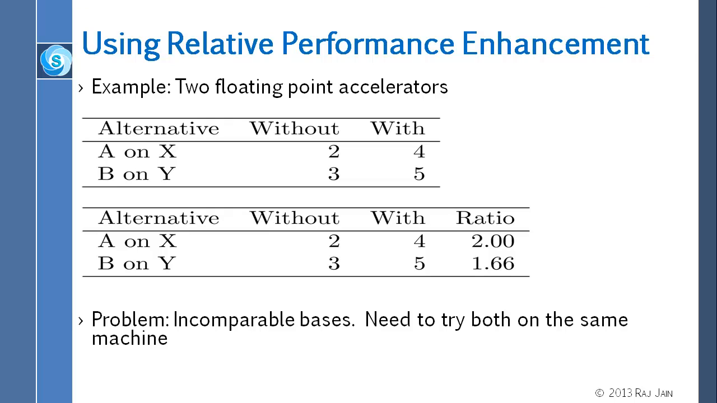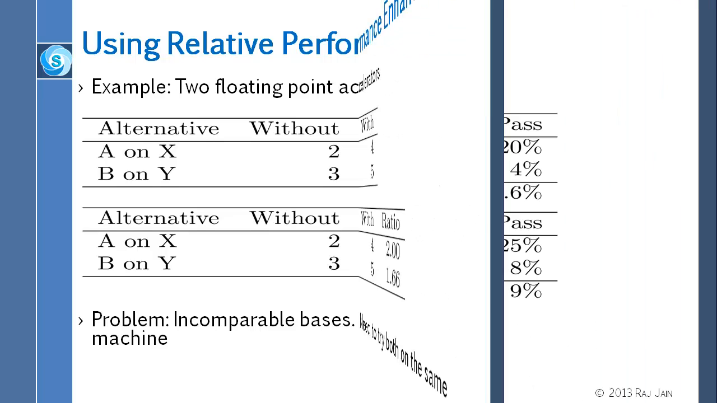But what is wrong with this data? The problem is that these ratios are not comparable. This is on X and this is on Y. The bases are different. The numbers that you're dividing by here, the denominators, are different, right? Because the machines are different to begin with. If the machines were the same, then at least the numbers would be comparable. But here we are just comparing ratios which are not comparable.